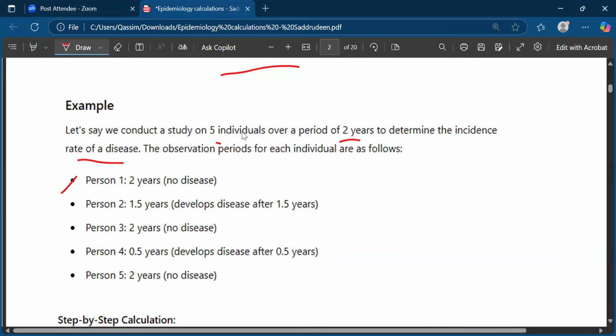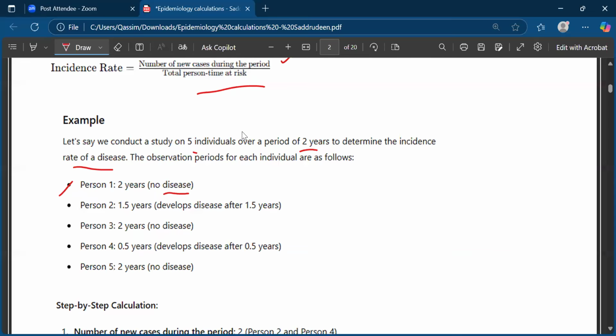So person 1, okay, person 1, after 2 years, he develops no disease. Person 2, after 1.5 years, develops the disease. Person 3, at the end of your study period, which is 2 years, has no disease. Person 4, after half a year, or maybe after 6 months, develops the disease after 0.5 years. And then person 5, after 2 years, has no disease. So we can clearly see that person 2 and person 4 are diseased individuals. And then person 1, person 3, and person 5 are not diseased individuals.